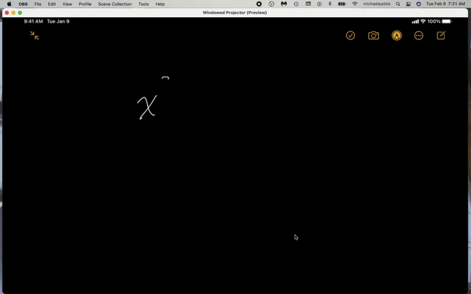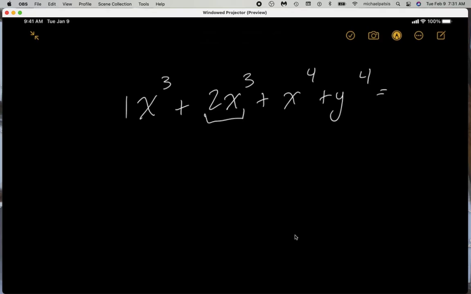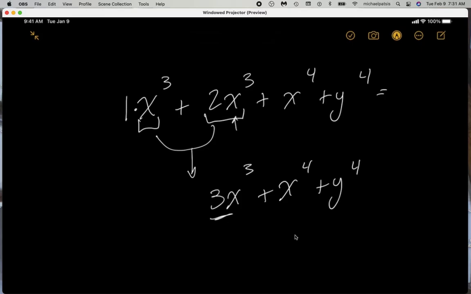Okay, remember, like terms can be added, but if they're not like terms, they cannot. So to simplify this, the only like terms we have here are 2x to the thirds and 1x to the third. So 1 of something plus 2 of that same something is going to simplify to 3 of that something. You cannot add the x to the fourth or the y to the fourth to this entity because they are different terms.